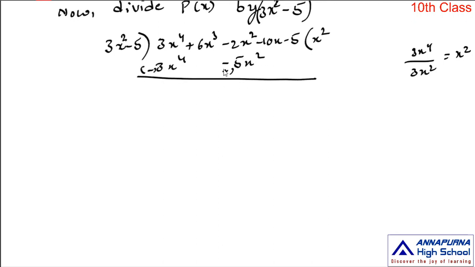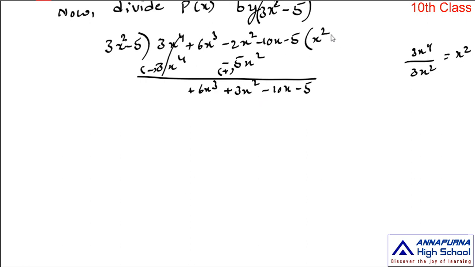Change the signs of the second polynomial. Plus 3x⁴ minus 3x⁴ cancel, so there is no x⁴ term. The x³ term is 6x³. Minus 2x² plus 5x² is equal to 3x², and write down the remaining terms as they are: minus 10x minus 5.